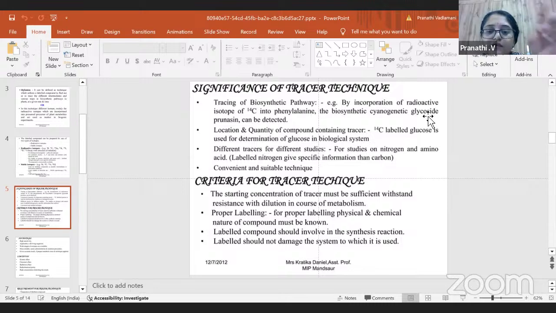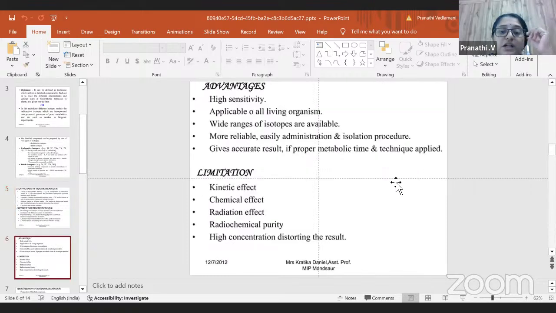And then this should be involved in the synthesis reaction also, because whenever that labeled compound is used, it should get incorporated and be part of that metabolism. Or else, if it comes out as a byproduct, there is no point in using that particular tracer. And it should not damage the system when it is used.